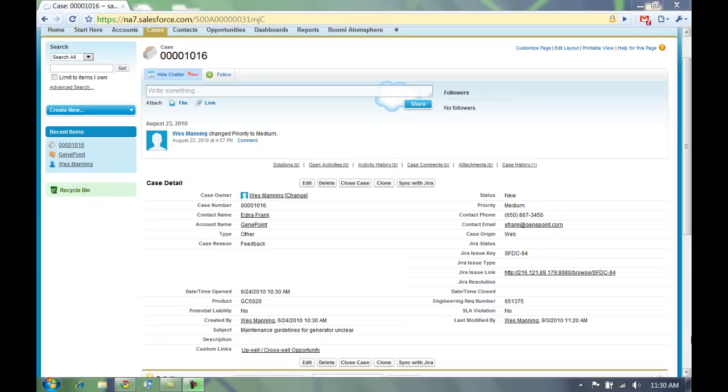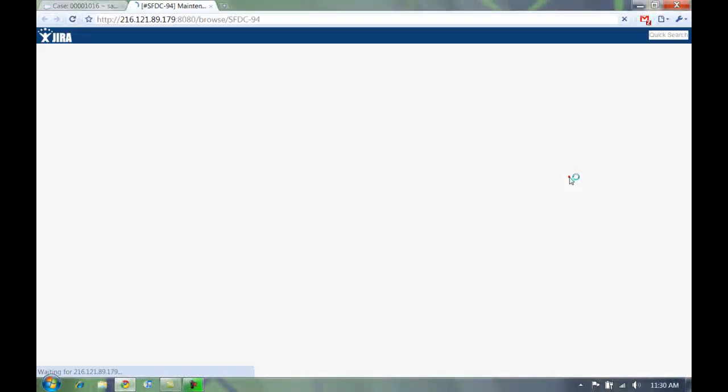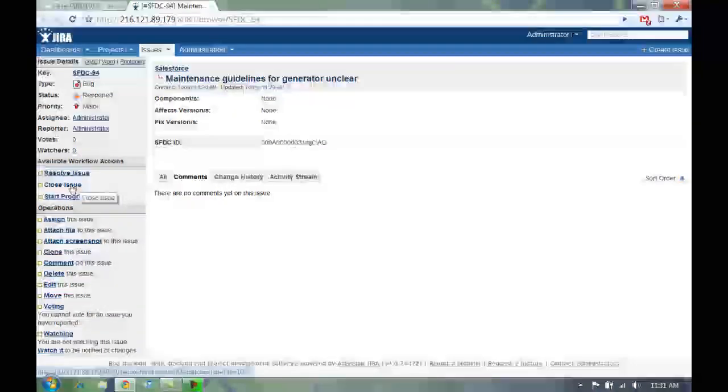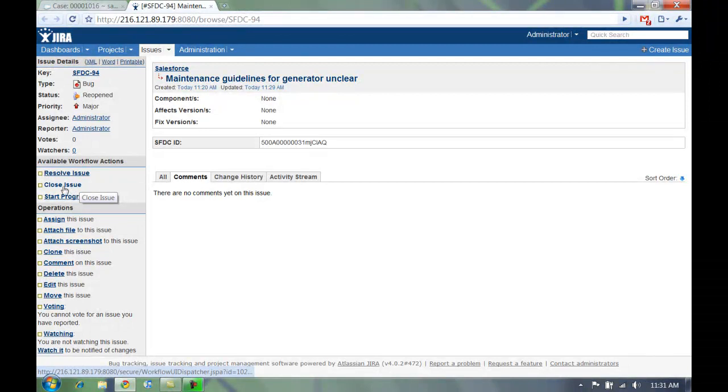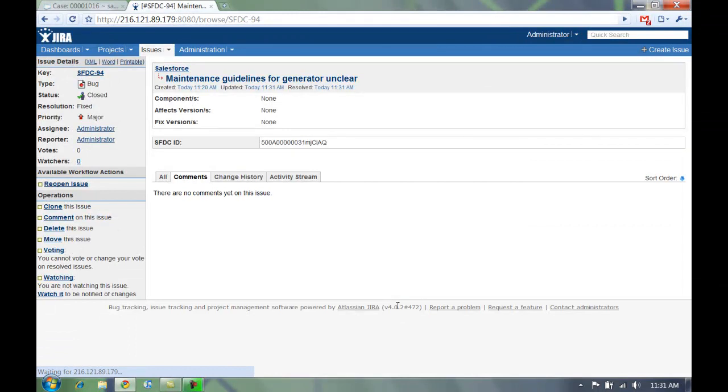So now as an agent, I've opened up a case in JIRA, JIRA being the bug tracking system that my engineering department has. So what I want to do is actually switch hats for a second and put on my engineering hat, logging into a system that as a service agent I wouldn't have access to and would be very dependent on emails and phone calls to figure out what's going on.